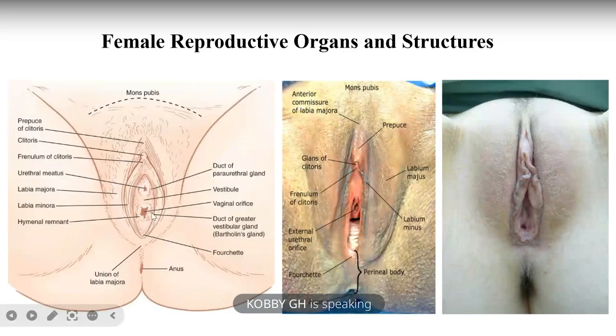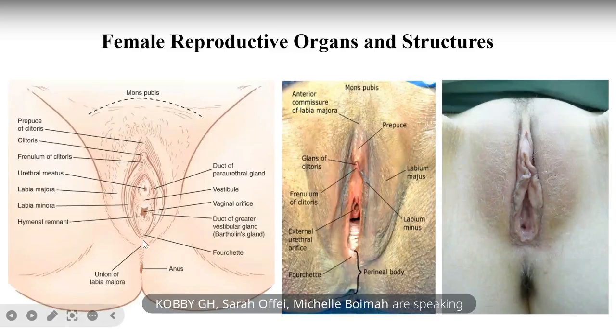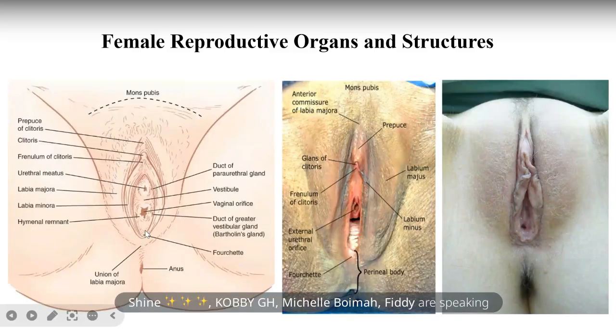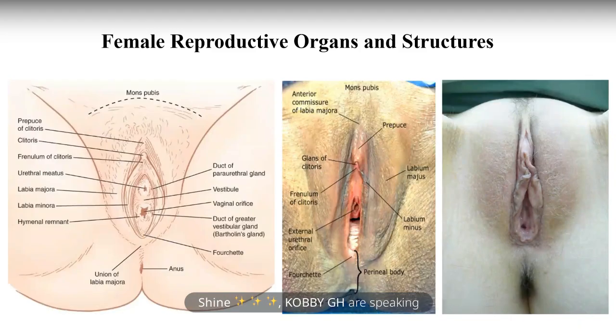And then here we have the fourchette. Between the fourchette and the anus, that region, what is the name? The perineal body, or what we call the perineum. Either you call it perineal body or perineum. And the midwives, this particular structure should interest you because in future when a woman is in labor during delivery, we have something we call episiotomy.